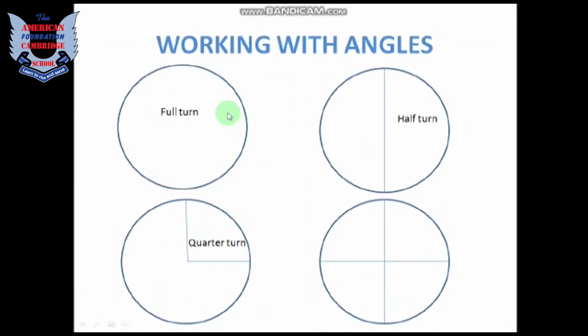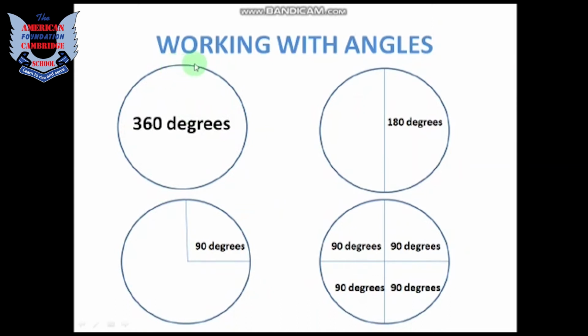So if you are starting from here and completing here, you are making an angle of 360 degrees. This is a full circle. When we take a full turn, we complete 360 degrees. And when we take a half turn, we complete 180 degrees. And in a quarter turn, we complete 90 degrees. Basically, we have four 90 degrees in a circle. As you can see, there are four quarter pieces in a full turn or full circle.